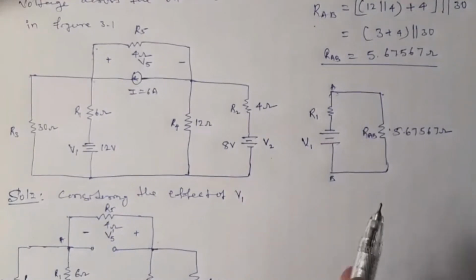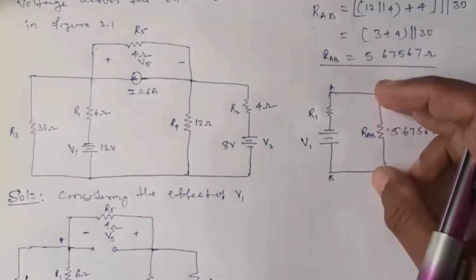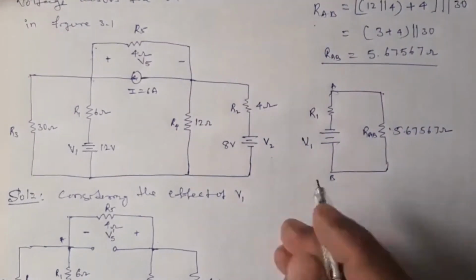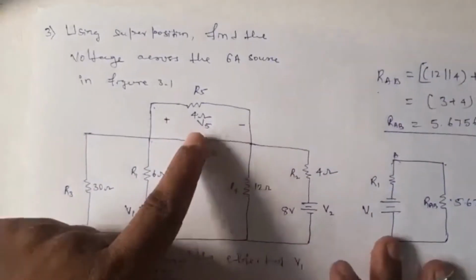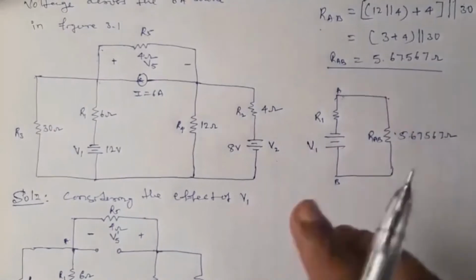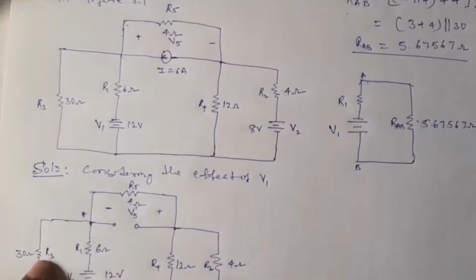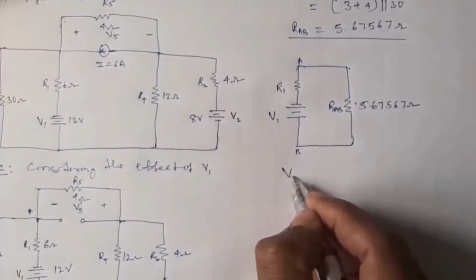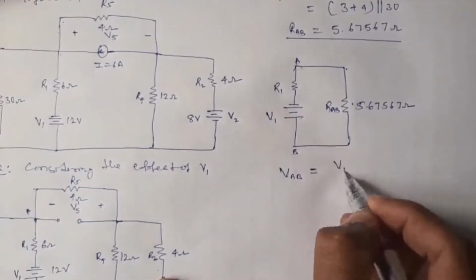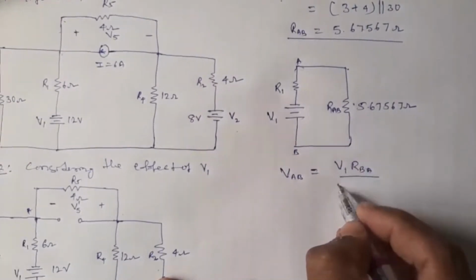So now we can easily find the current. Rather, I'll directly find the voltage across RAB, using the voltage division rule, because we are interested in finding the voltage. First, I'll find the voltage across RAB, which is the combined voltage across R3, R2, R4, and R5. So VAB is equal to the main voltage V1 into the resistance of the branch RAB divided by the sum of the resistors, that is R1 plus RAB.